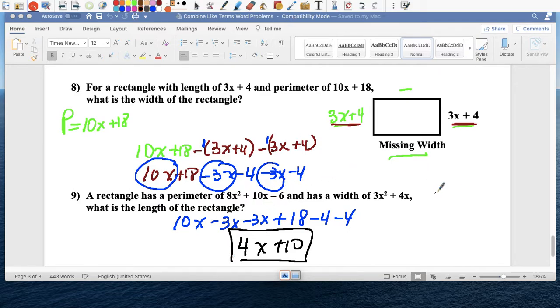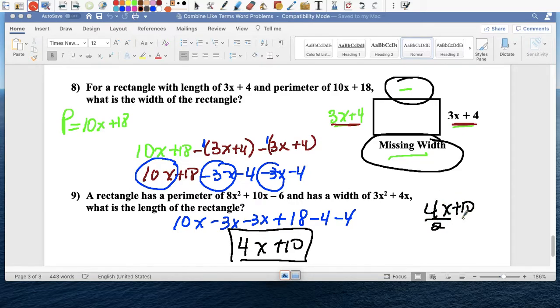So we have two sides, right? So 4x plus 10 is this side and this side combined. So what do we do? We divide by 2. We're going to take 4x plus 10, I'm going to divide that by 2, I'm going to divide that by 2.